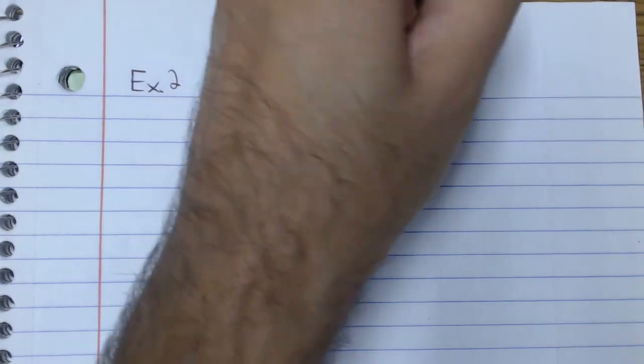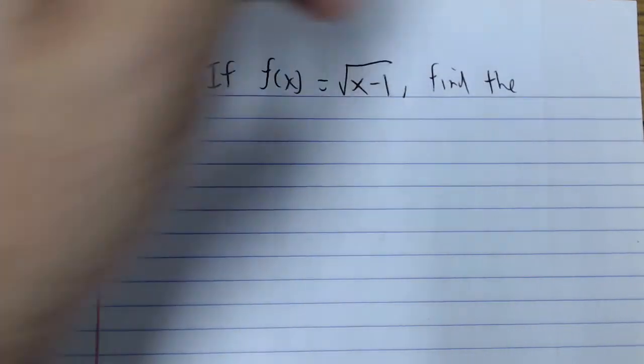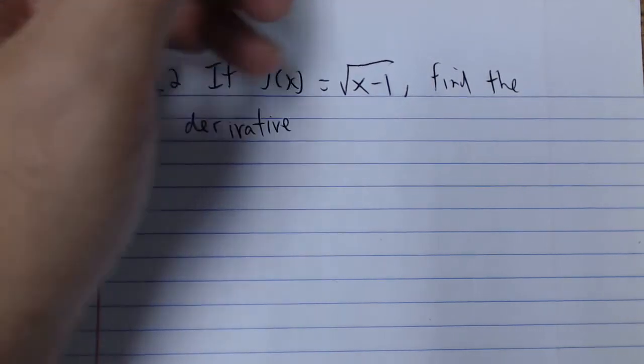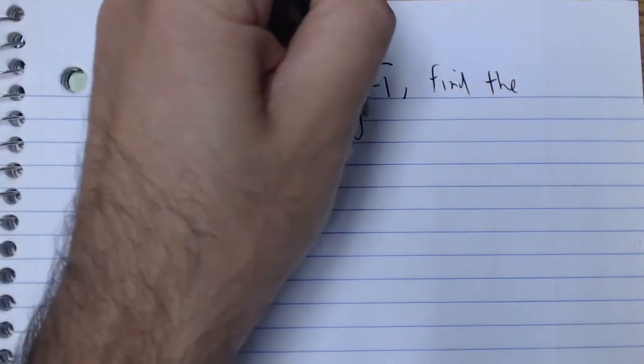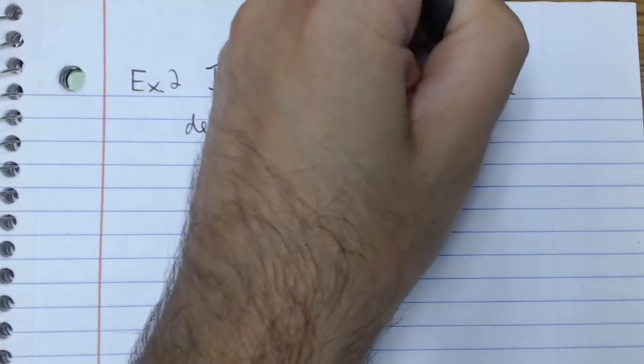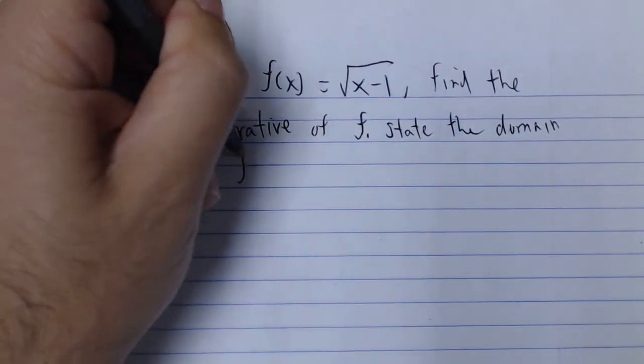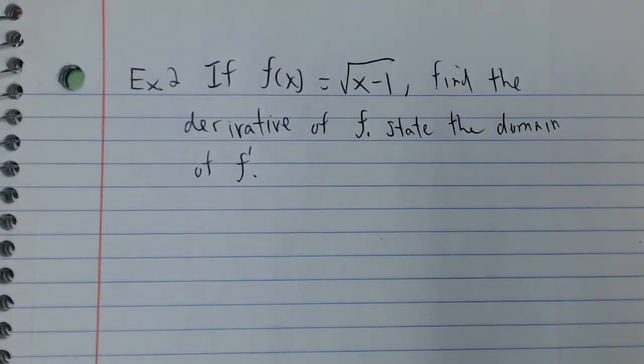And this one is more straightforward, along the lines of what we've been doing pretty much the last few sections. So we could say, if f of x is the square root of x minus 1, find the derivative of f, and then state the domain of f prime. And we could do that after all, since it's a function of its own.